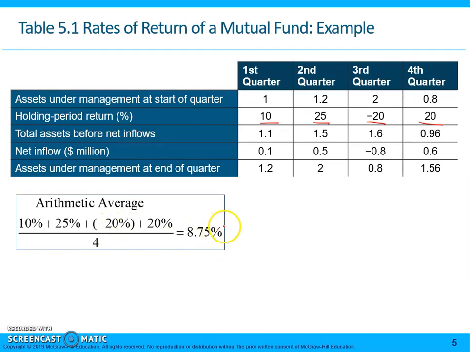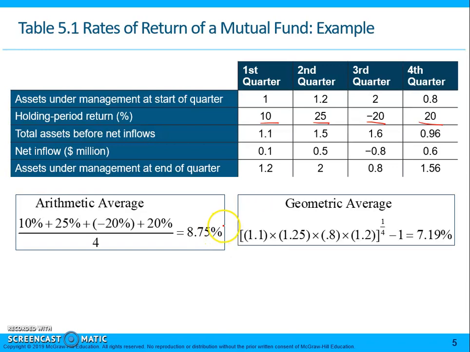The geometric average is going to look like this. It's 1 plus 0.1, multiplied by 1 plus 0.25, multiplied by 1 plus a negative 0.2, multiplied by 1 plus 0.2. Multiply those out. You take the 4th root because there's 4 observations, subtract 1, and you'd get 0.0719, which is 0.719%.